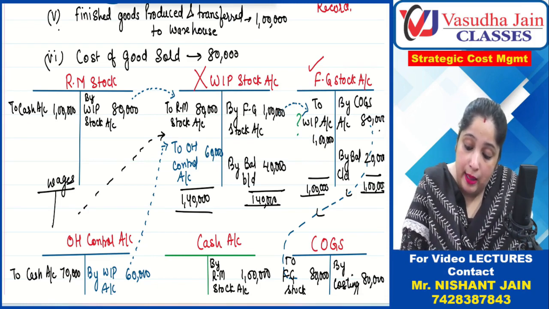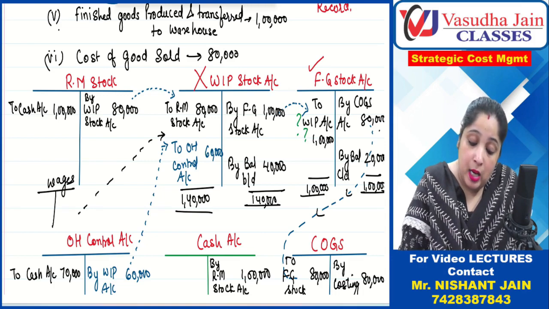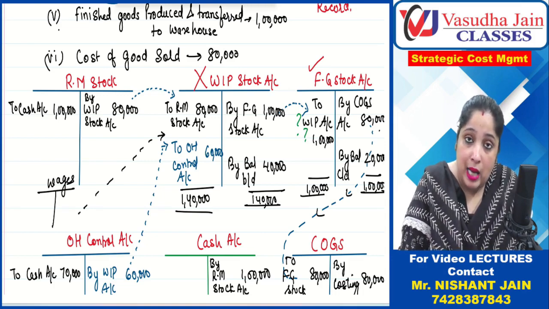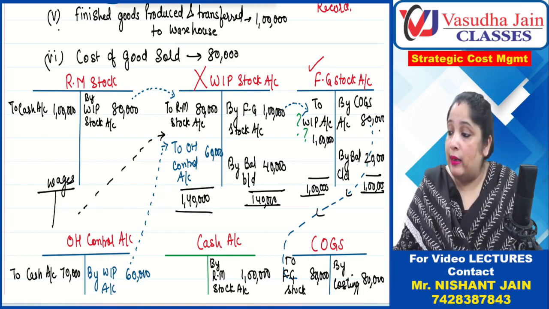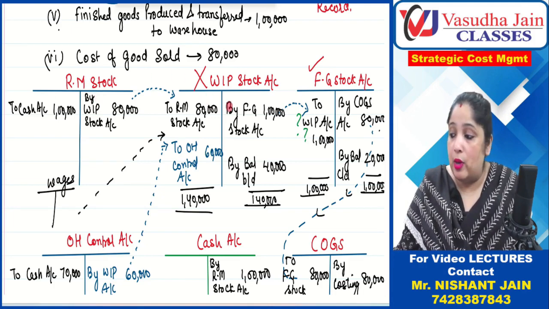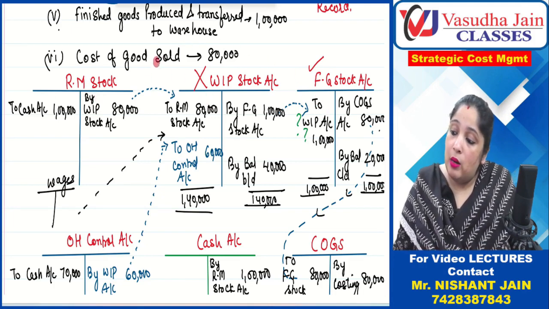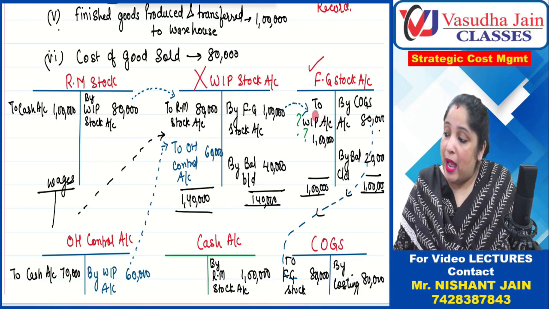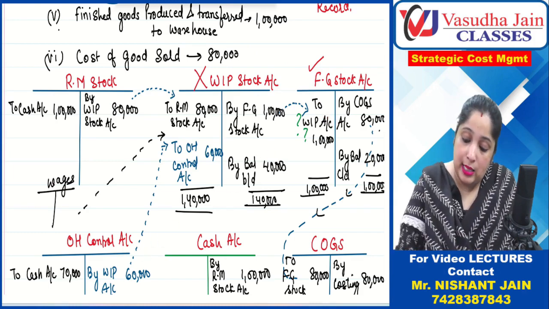then what will happen here? What entries will be made? Instead of directly transferring raw material to work in progress, now we will move backward from raw material to finished goods. How? I'll show you.